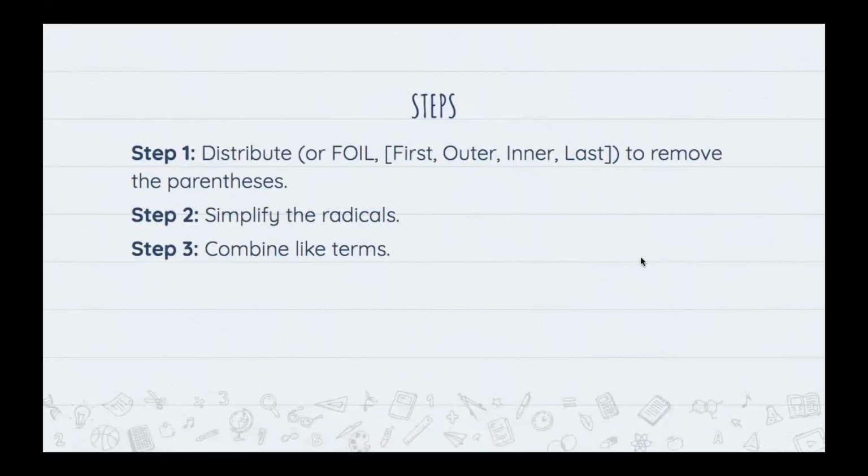So the steps to multiplying radicals: you have to distribute or use the FOIL method, which is first, outer, inner, and last, to remove any parentheses if there are any. The examples I'll be using will have no parentheses. Then simplify the radicals and combine like terms. Next.